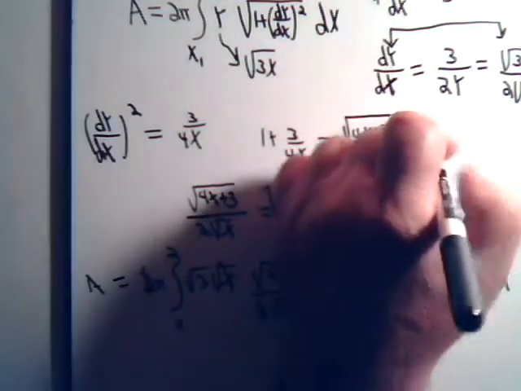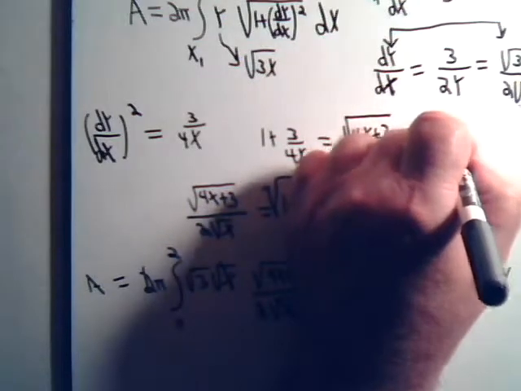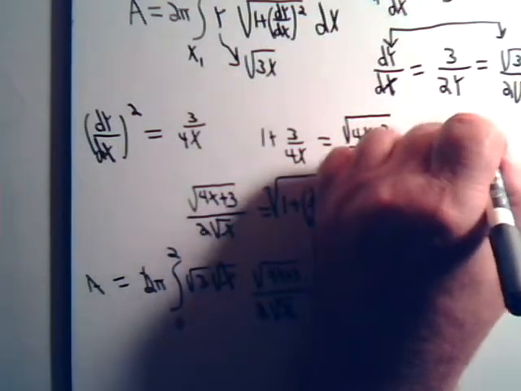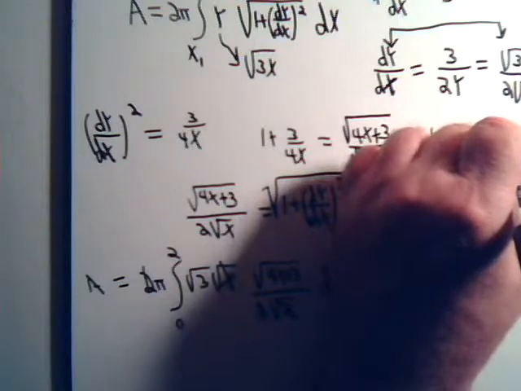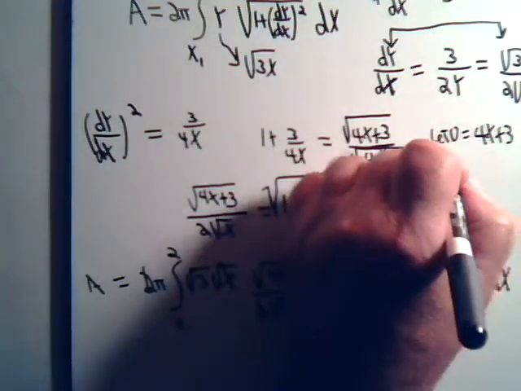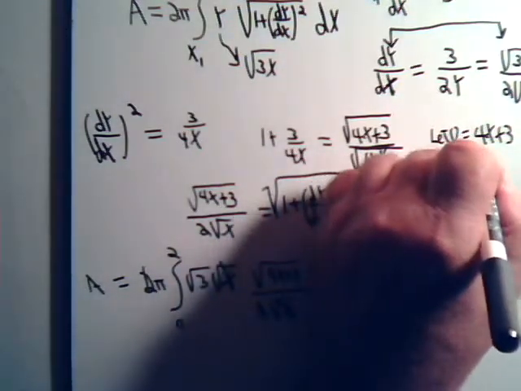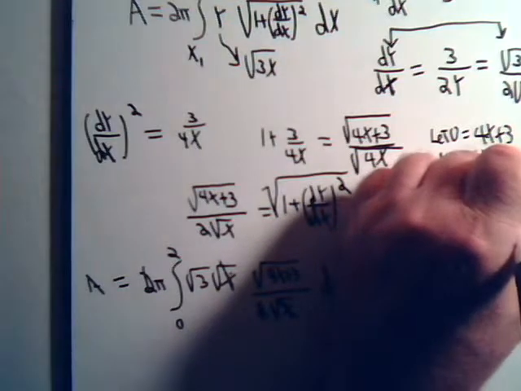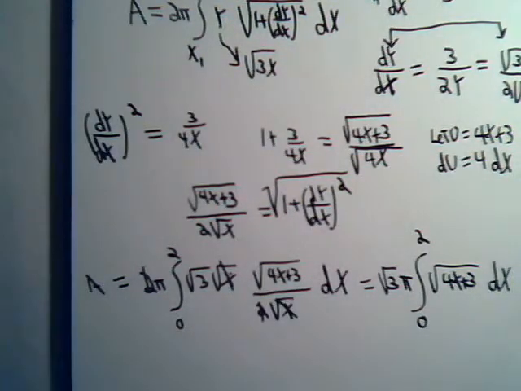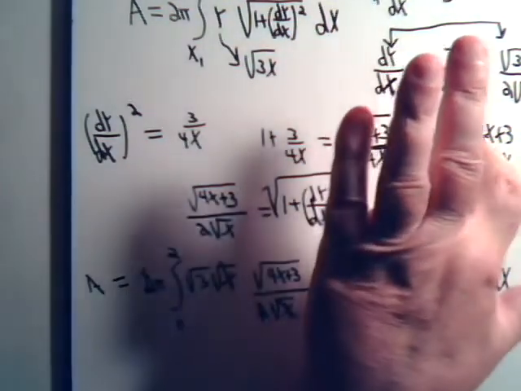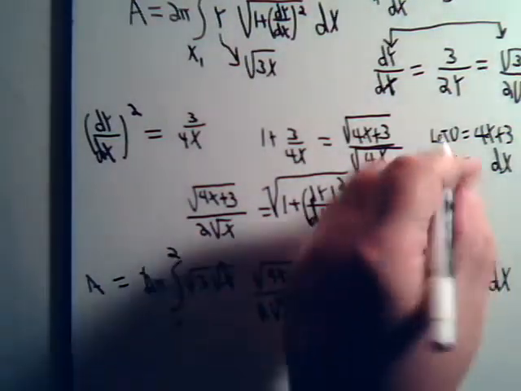Let u equal 4x plus 3. du will equal 4 dx. So now we can rewrite the integral. 4x plus 3, that's used for the square root of u. du, that's 4 times dx, but we don't have 4 times dx here. We only have 1 dx. So we divide both sides of this by 4.